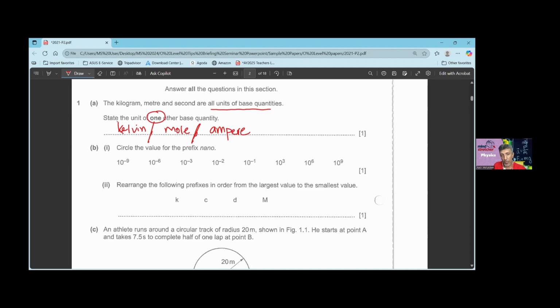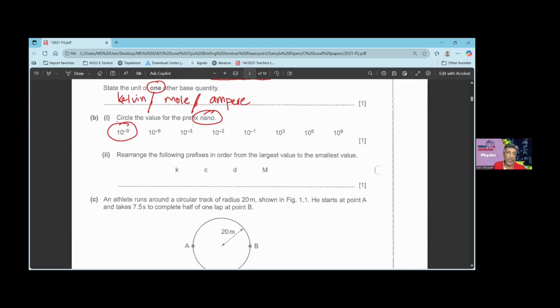This is from the topic of physical quantities, units, and measurements. Nano is 10 to the power minus 9, so you should know what your prefixes are. Please be careful, don't use the wrong one. This is mainly from the very first topic, so you can get questions from that.